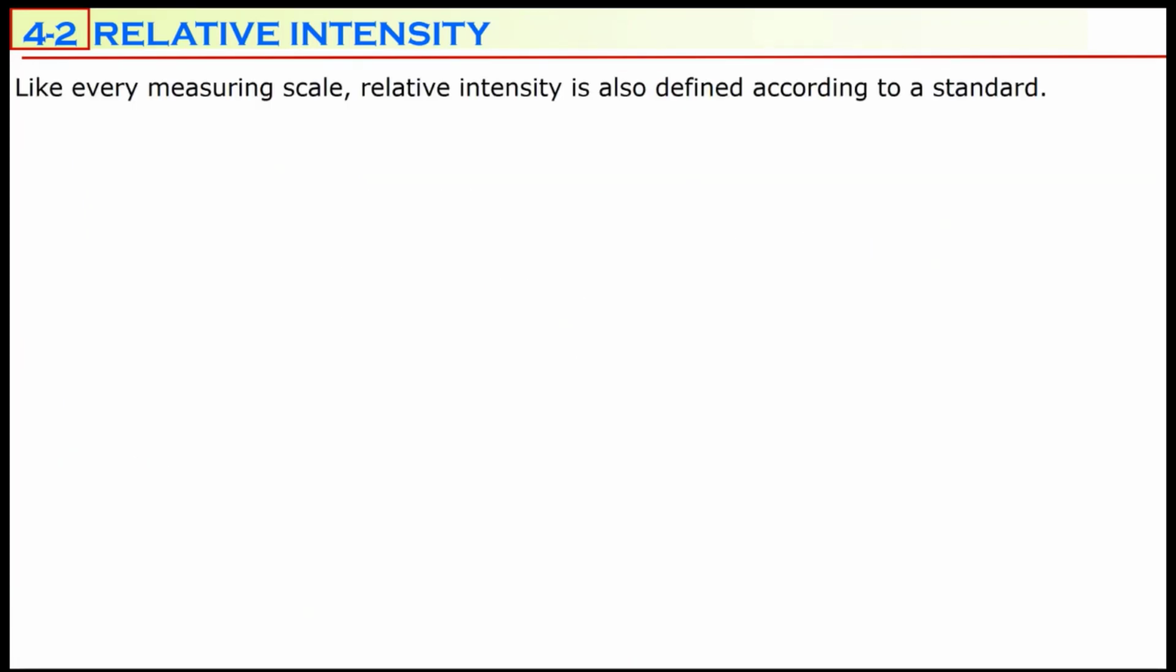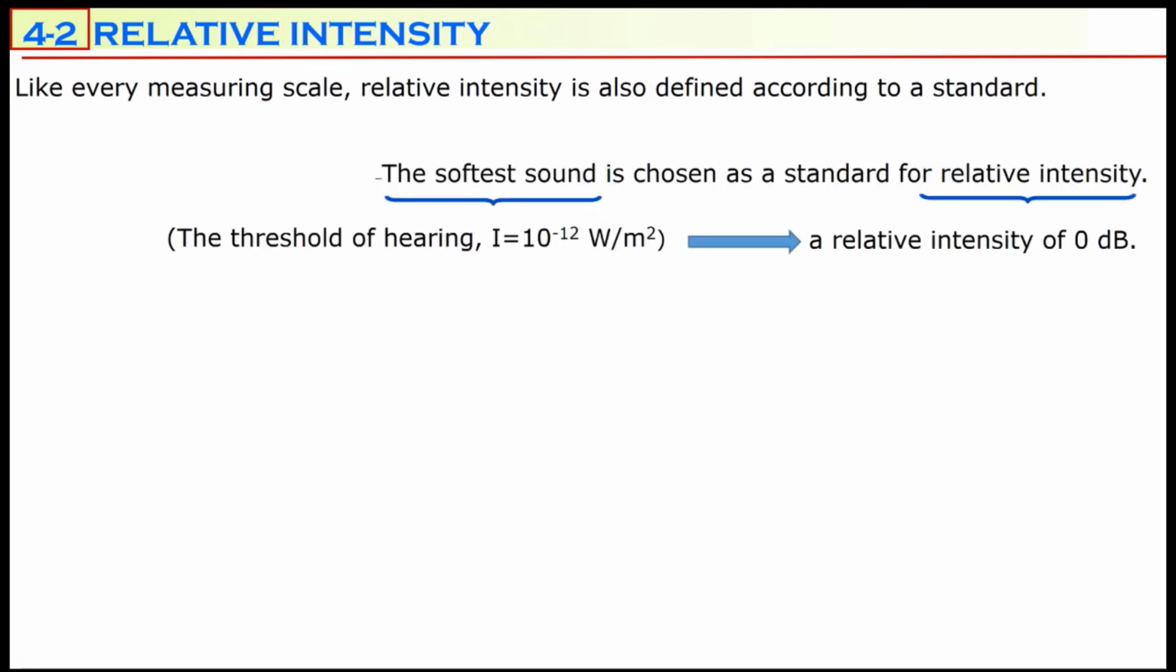Like every measuring scale, relative intensity is also defined according to a standard, and the standard is the softest sound. The softest sound is chosen as the standard for relative intensity, and it is assumed to be 0 decibel. Decibel is the unit of loudness, or relative intensity, or decibel level. Remember the value of the softest sound? It is 10 to the power of negative 12 watt per meter squared, which is the threshold of hearing at 1000 hertz.